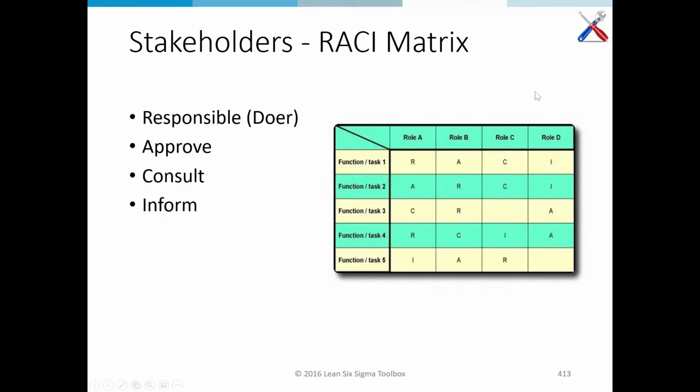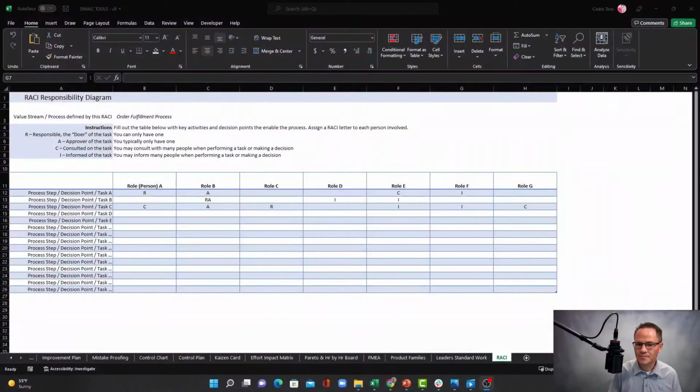Now, on the next page here, this is an example, and you can find this in your DMAIC tools spreadsheet that you get as part of this course. So go to your DMAIC tools spreadsheet and you're going to see something that looks like, let me pull it up for you guys. Here we go. So in the DMAIC tools spreadsheet, you'll see the RACI matrix. And again, it has the instructions at the top just to fill out the table with the roles across the top in that first row, number 11 here. Down on the left, you're going to fill out every decision point or process step or task that needs to be done.